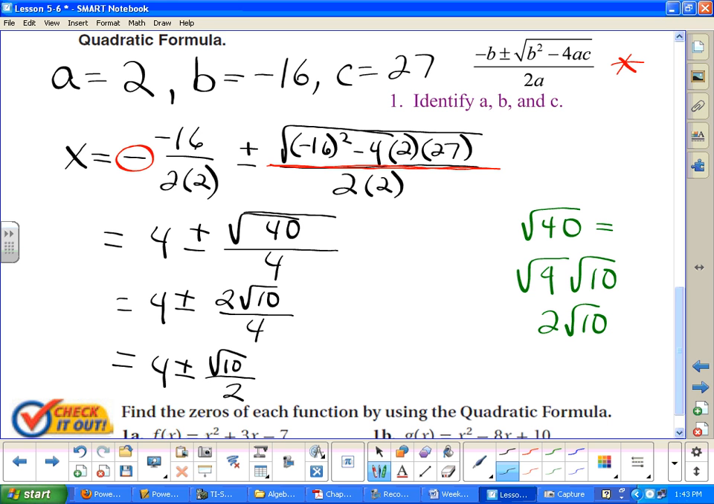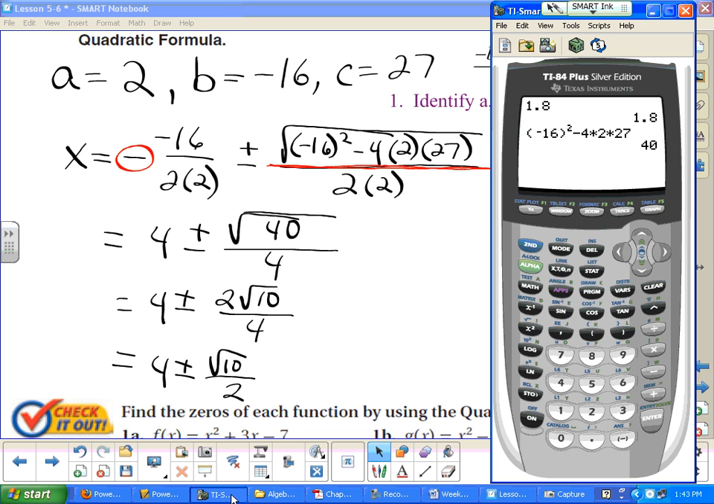Now, could I check that answer? It's not easy to check, is it? But I could. We could even check it by going to your online calculator we were looking at the other day. So let's try it and see. So what do we have here? 2x squared minus 16x plus 27. And graph it.